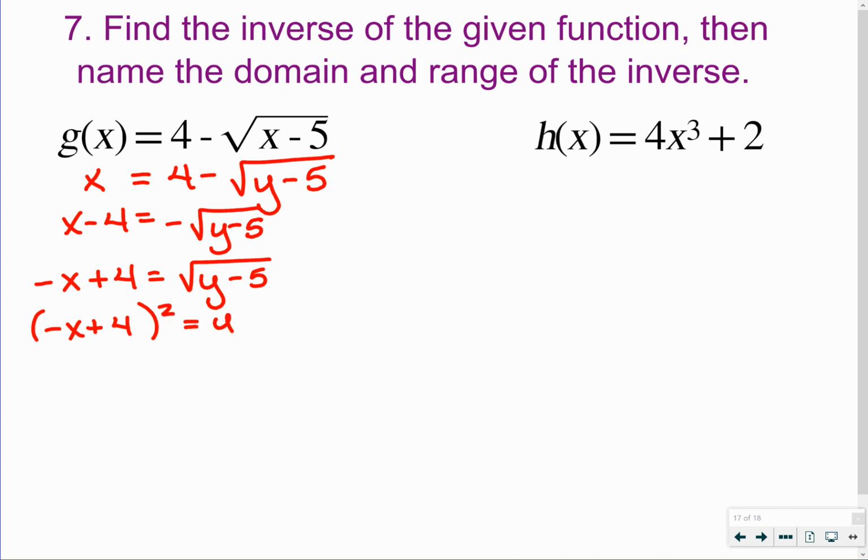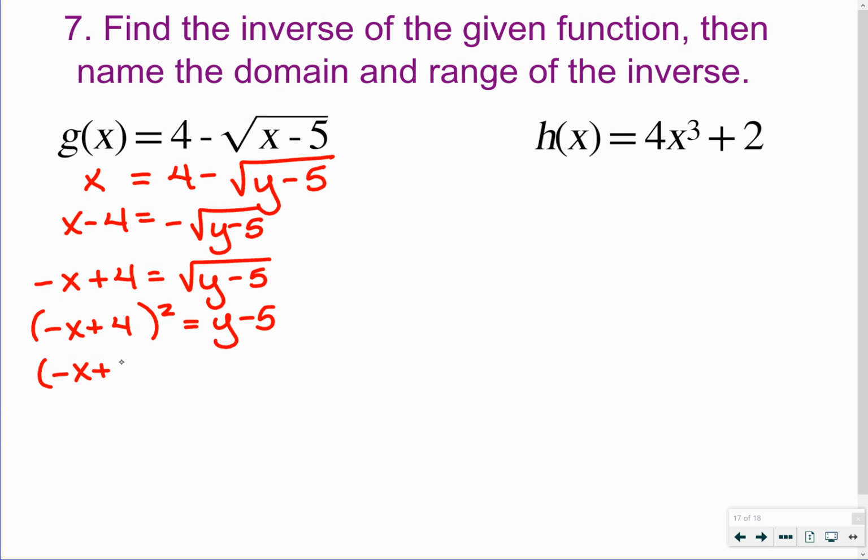Put that side in a parenthesis squared. I'm not going to FOIL it out. You can FOIL it out, but I don't think it's helpful, and you could make a mistake doing that anyway, so why not just leave it? And then last step to get the y alone, we're just going to add 5 on at the end.